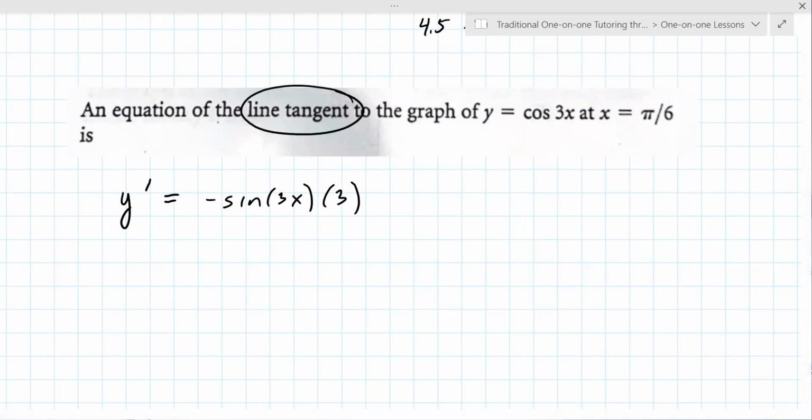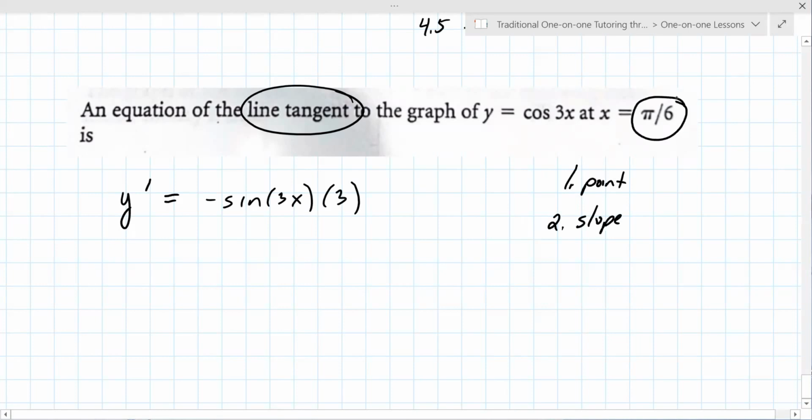So what do you need for a tangent line? The first thing you need is a point. And the second thing you need is a slope. So the point comes from taking this x value and putting it into the equation. In the original equation? Yeah, in the original. The slope comes from taking this point and putting it in here. Okay, so cosine 3 times pi over 6, basically. Yeah, so what is cosine of 3 pi over 6, or cosine of 1/2?